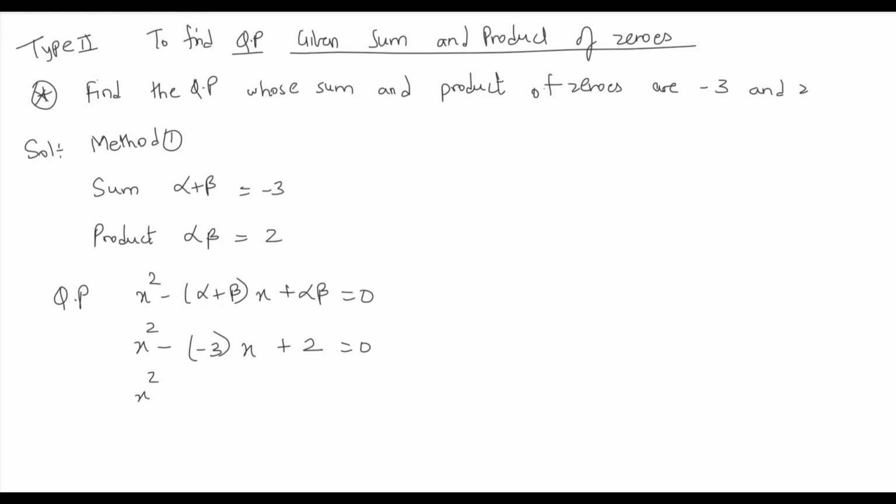Therefore x square minus into minus will be plus, 3x plus 2 will be equated to 0. This is one way of solving this sum. The other way will be method 2. We know that alpha plus beta, that is minus b by a.